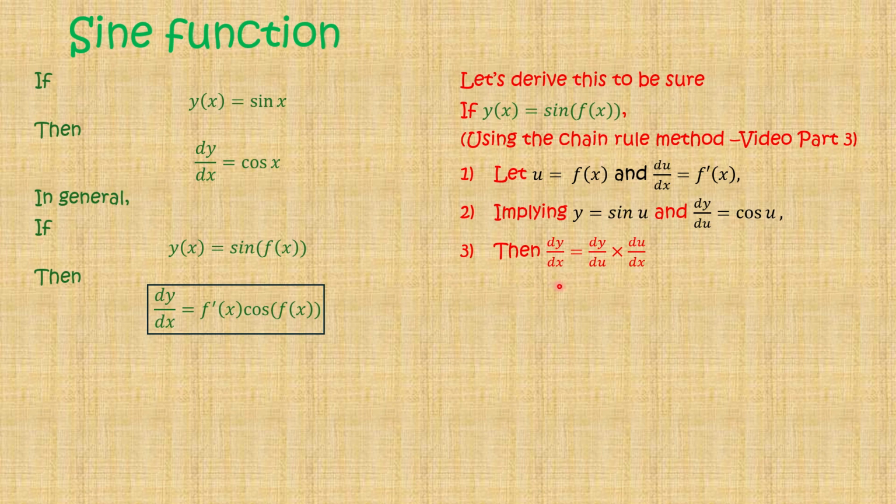Then dy/dx becomes dy/du times du/dx. And of course, substituting for the dy/du that we obtained in step number 2, which was cos u, times the f prime of x that we obtained in step number 1. We can go on further to substitute for the u, since we know what u is in terms of x. f of x it is. Therefore, dy/dx becomes f prime of x times cosine of f of x. And that shows what we have. Now, with that in mind, we can use the shortcut method, but for today, we are going to focus on the substitution method. Let us take a look at example 1.